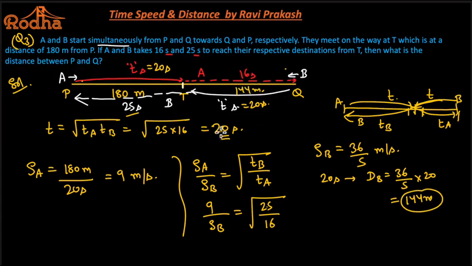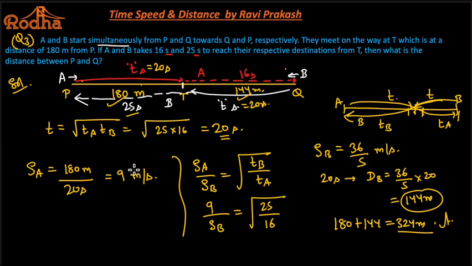A has covered how much? A has covered 180 meter. So 180 plus 144, the total answer will be equal to 324 meter. That is the answer for this question. We wanted to calculate the distance between P and Q, so the answer is 324 meter. I hope all of you got this.